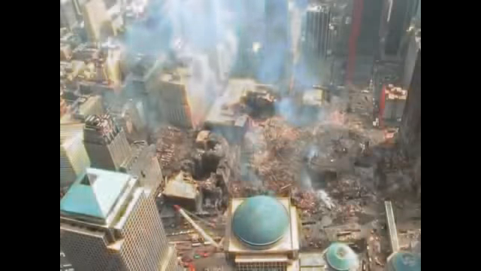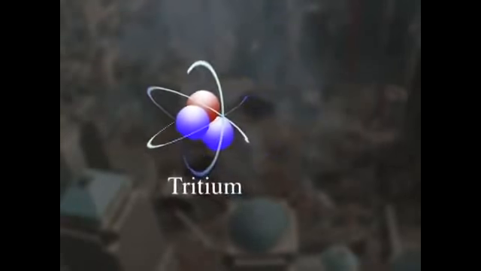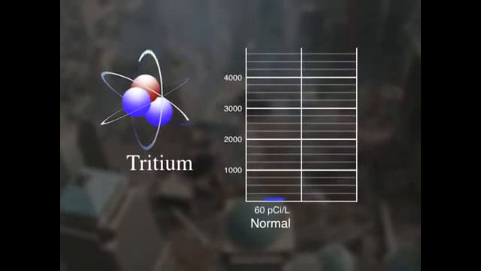A chemical signature of nuclear fusion is tritium, the radioactive isotope of hydrogen. Tritium levels 55 times higher than normal were found in the sewer water below Ground Zero.